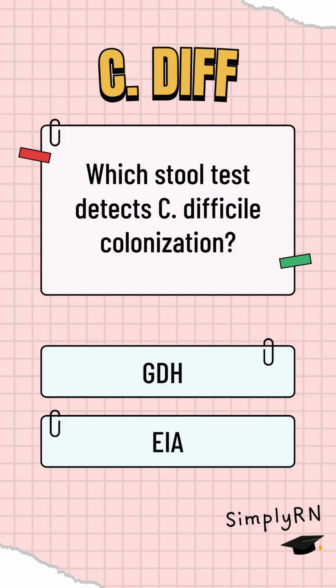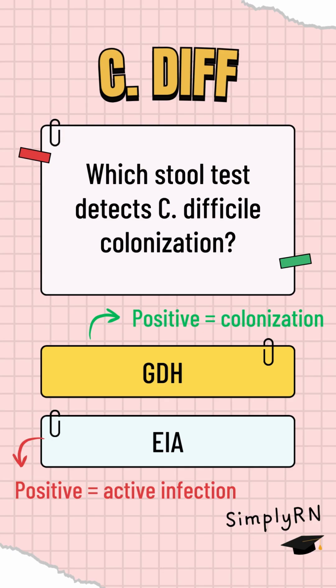Which stool test detects C. difficile colonization? GDH. GDH detects a common enzyme made by all C. difficile strains. A positive GDH indicates colonization of C. difficile, while EIA measures toxin A and B in the stool, which indicates the organism is actually producing toxin and causing symptoms. That's why many labs screen with GDH and confirm with toxin EIA.